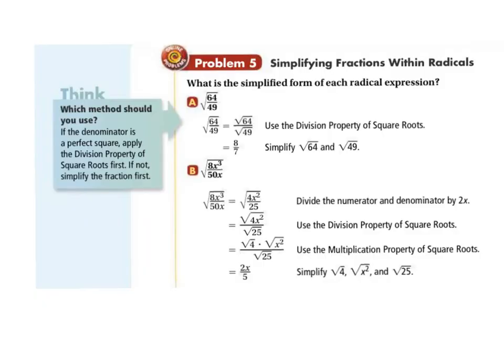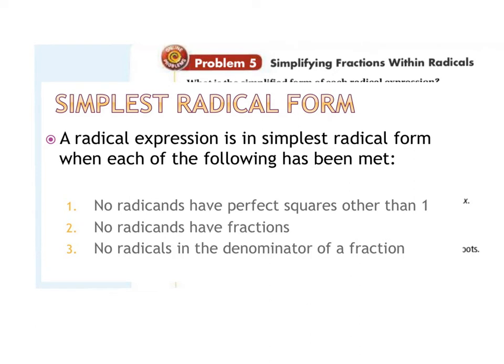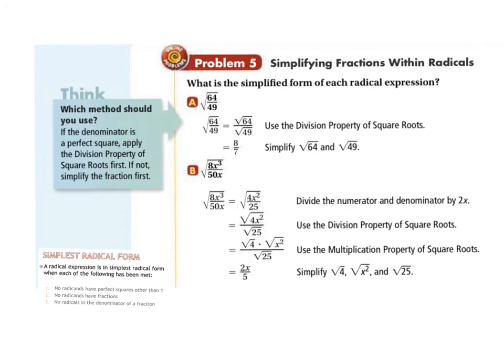Okay, so on here, we're going to use those skills we practiced in the vocab for simplifying a radical expression. Remembering the rules, there are 3 of them there. Obviously, first of which, there cannot be a radical in the denominator. I'm going to pop those rules up here just a second. And here they are. Simplest radical form, a radical expression is in simplest form when each of the following has been met. No radicands have perfect squares other than 1. No radicands have fractions. No radicals in the denominator of a fraction. So we're going to slide those down here out of the way.